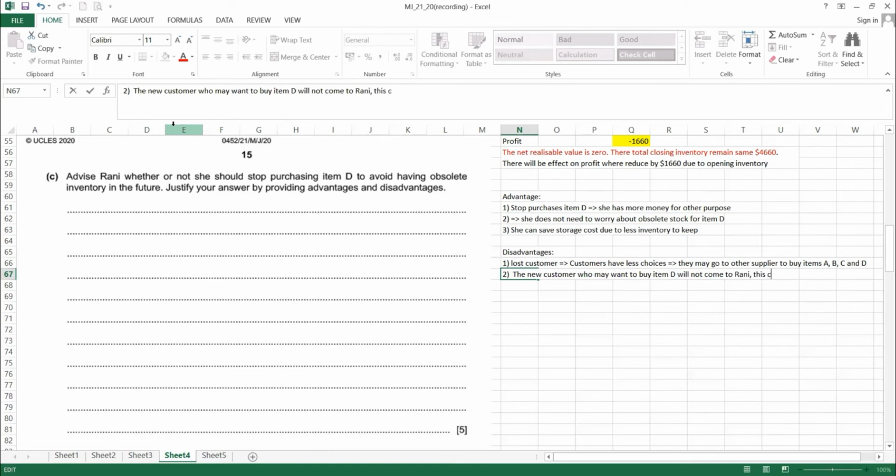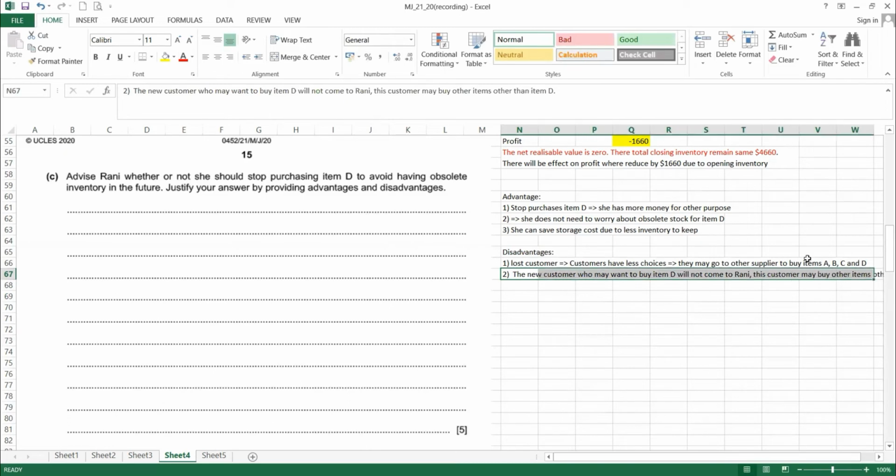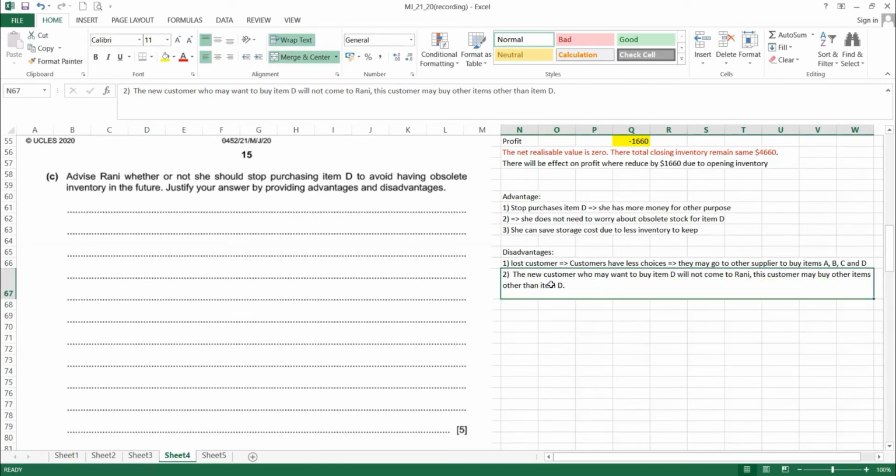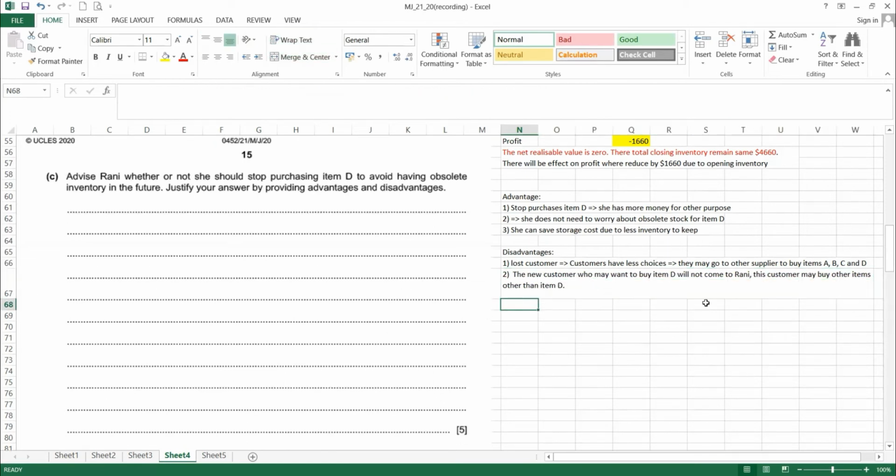This customer may buy other items other than item D. So you have totally lost a new customer who was interested to buy item D in the first place. Because you didn't get the chance to get them to come to your shop, you have totally no chance. So now come to the conclusion or the recommendation.